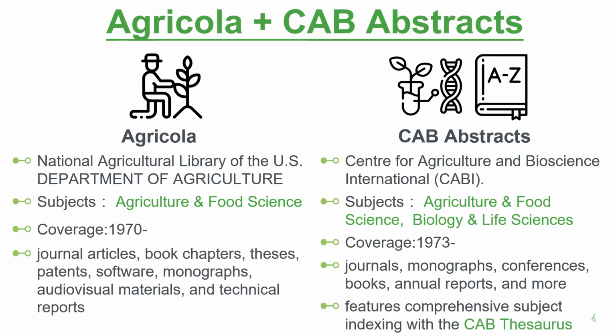CAB Abstracts is produced by the Centre for Agriculture and Bioscience International. It covers more than 10 million research and literature records in applied life science, including agriculture, environment, food science, nutrition, and more. It includes many kinds of resources with coverage dating back to 1973. As we mentioned earlier, this database features comprehensive subject indexing with the CAB Thesaurus. I will go into details later.